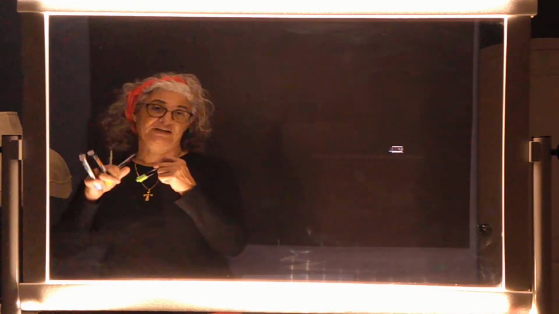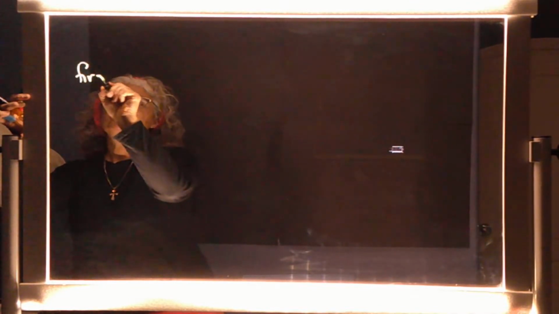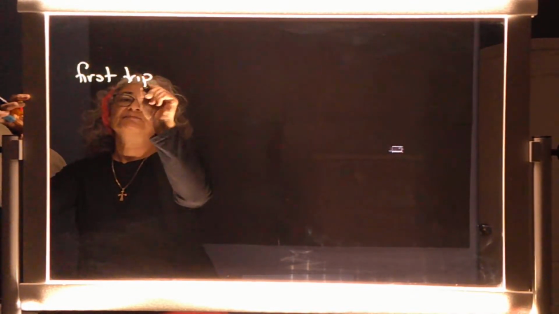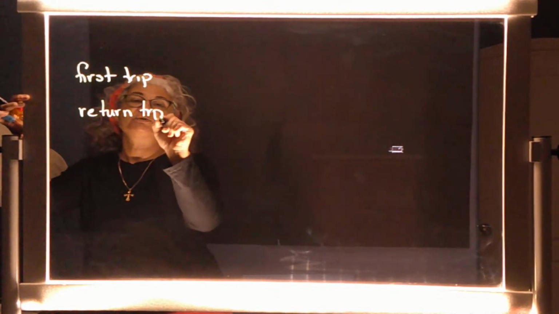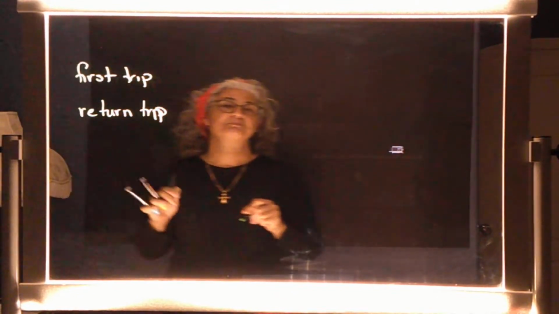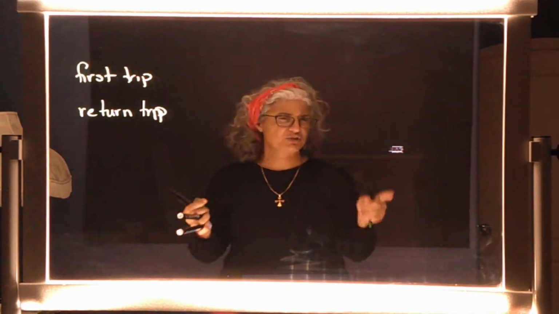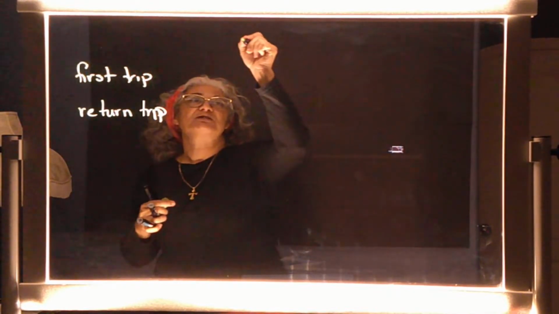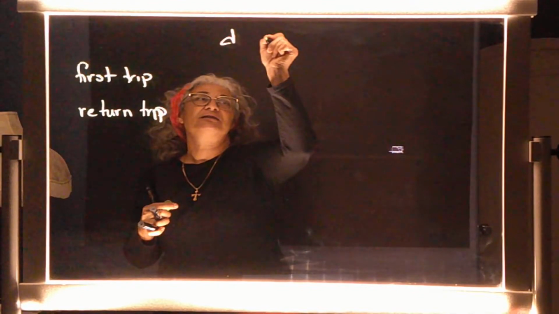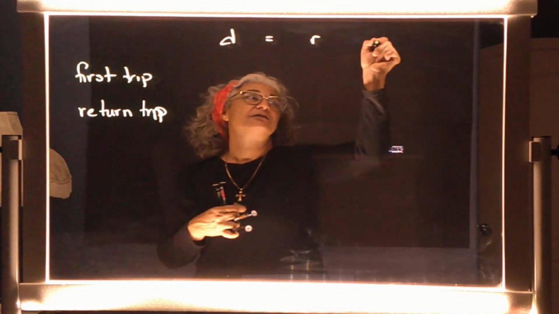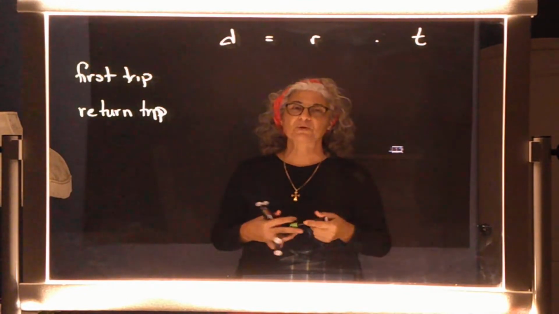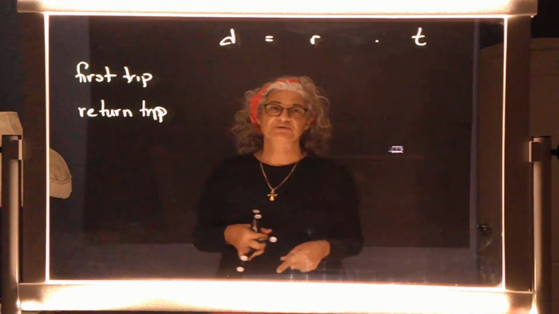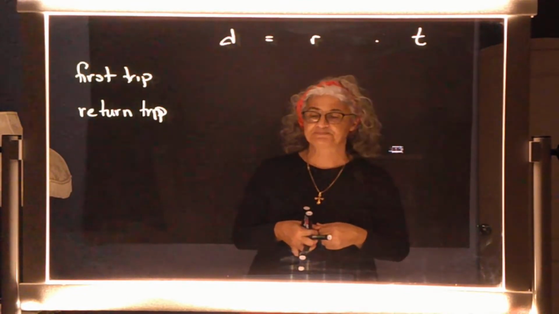So we have got, how about we just call it the first trip? And then we have the return trip. And we know this is what kind of problem? Distance. So what should we write? Yep, just like we have done before. D equals R times T. Cool? Okay, let's go pick this story apart, see what information we got.